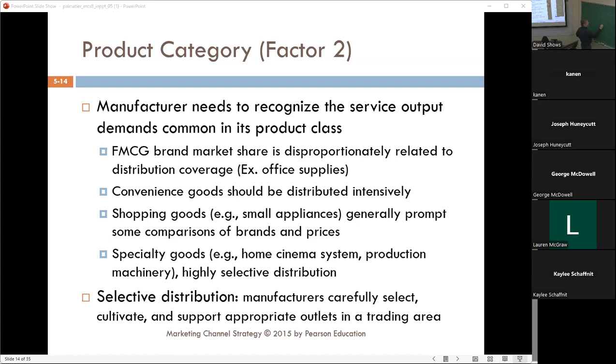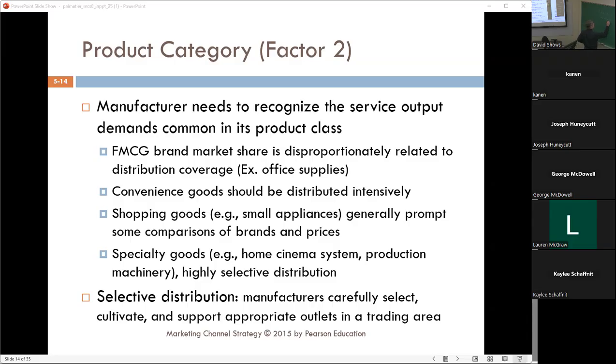shopping, specialty, and then the last is unsought. Okay. So the first category of convenience, it has several things in it.